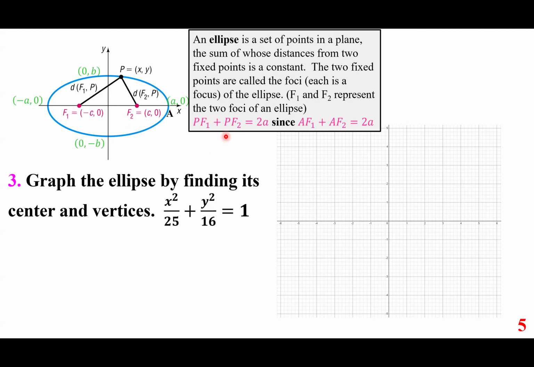So PF1 plus PF2 is fixed, and it's equal to 2a, because if you look at this point A, AF1 and AF2, by symmetry, this distance, AF2, and this distance, you can call this BF1, they are the same.